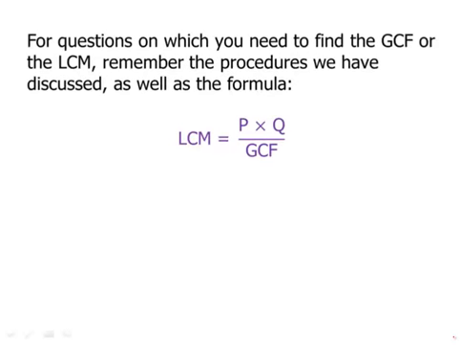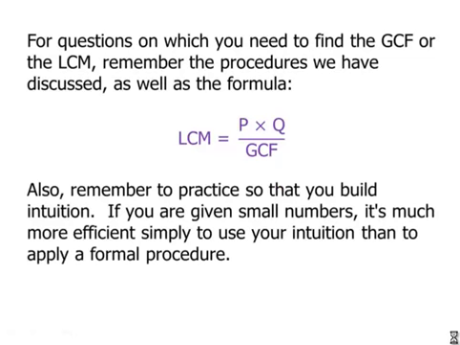For questions on which you need to find the greatest common factor or least common multiple, remember the procedures we have discussed as well as that magic formula. And of course, with that formula, remember the danger associated with it. You'd never want to perform the multiplication in the numerator first and then divide. That would be the absolute worst way, the most unintelligent way to use this formula. You always want to cancel because, of course, the greatest common factor, because it's a common factor, will cancel both with P and with Q. You actually have a choice about how you cancel, but definitely cancel before you multiply.